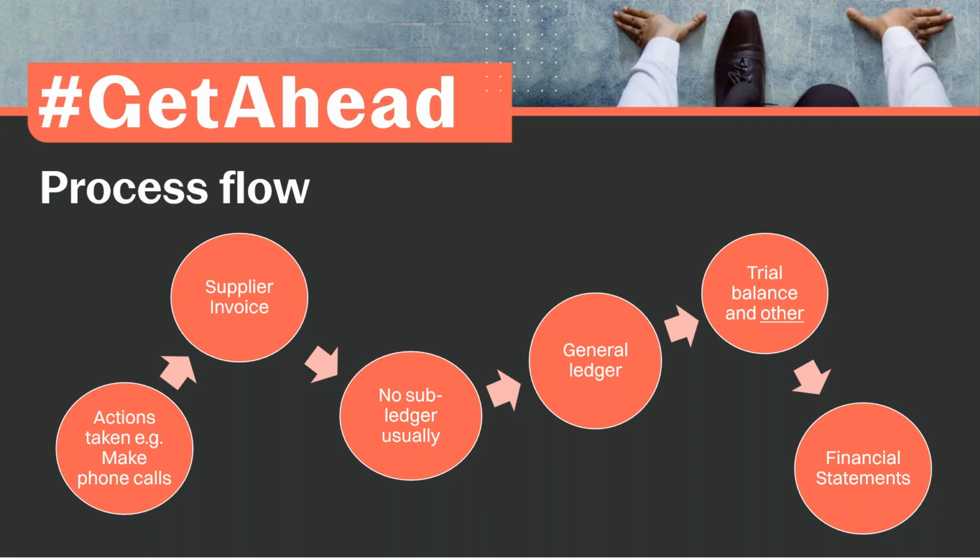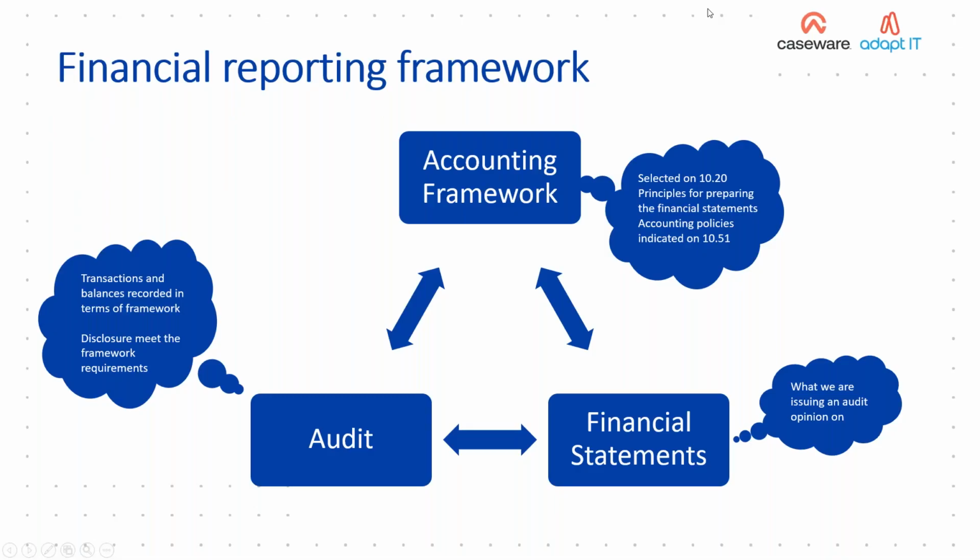That invoice then got processed as a supplier invoice, and this went into the general ledger, which then summarized into the trial balance and into the financial statements. Okay, so hopefully we are all on board with how the process flow is working.